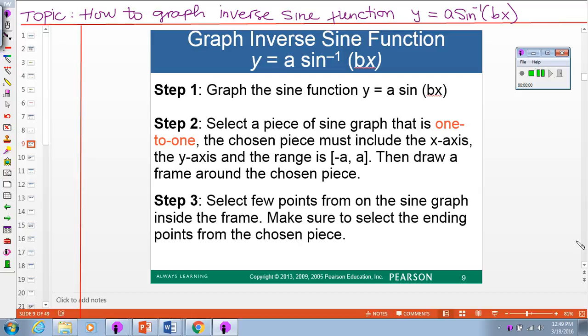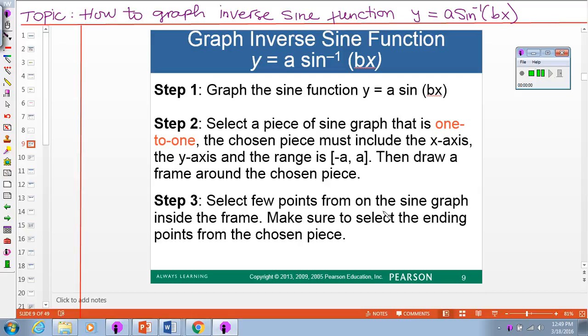The first step, we have to graph the sine function first, so the function y equals a sine bx. Next, we have to select only a piece from the graph of the sine function from step 1. That's a one-to-one function. And the piece that we pick has to include the x-axis and the y-axis and the range from -a to a.